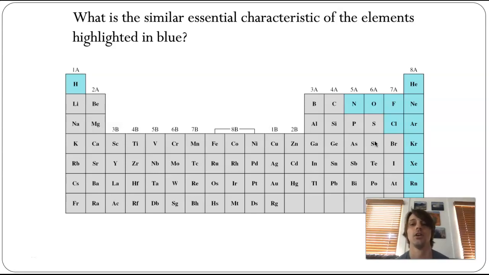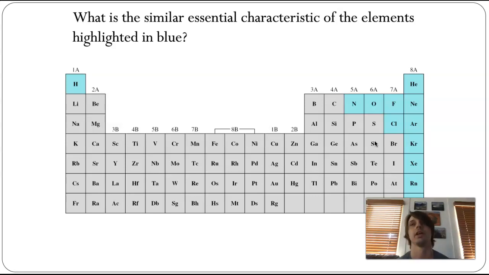Hopefully you're thinking all of these elements are nonmetals. Okay. So nonmetals must become gases more easily than metals. Well, what type of compounds do metals form?